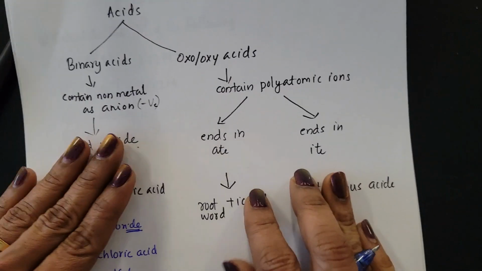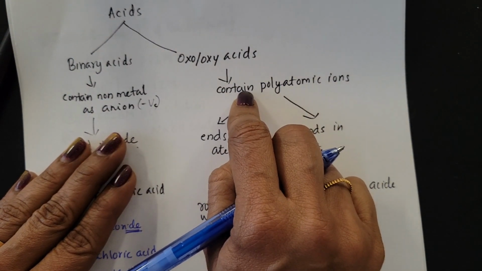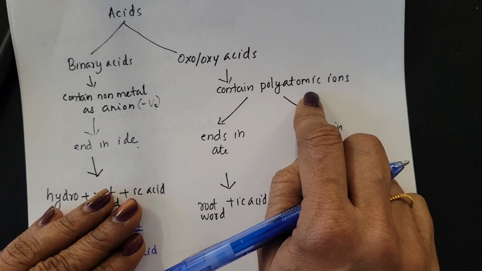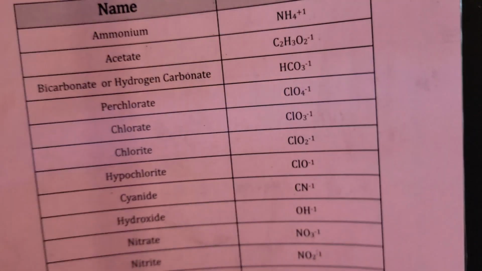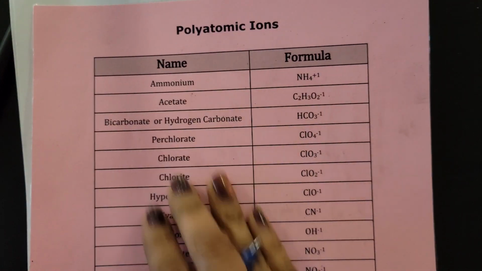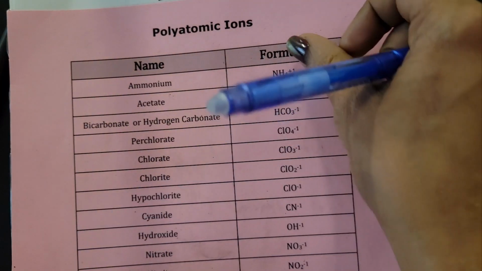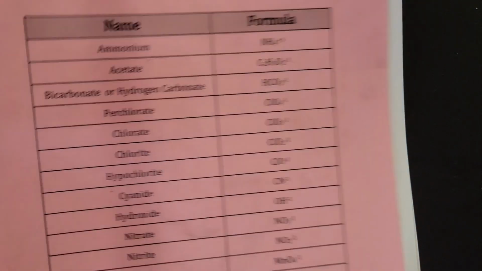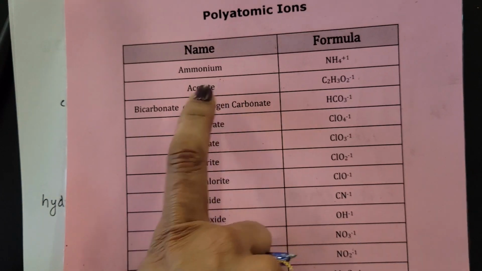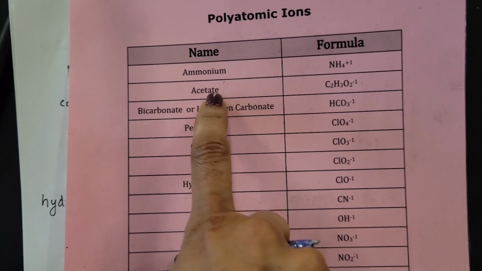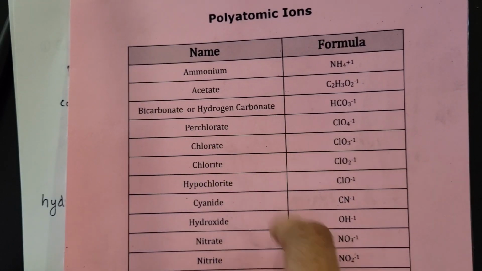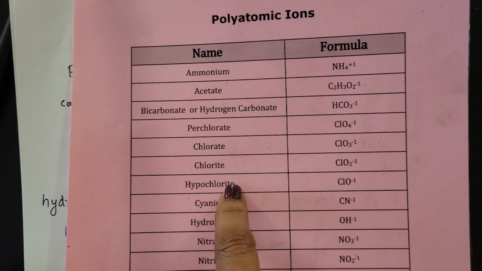Okay, let's go back. Now we are going to see oxo acid. Oxo acid is something which contains a polyatomic ion. Okay, so these are the polyatomic ions. You might have memorized everything. We don't need ammonium because ammonium has a positive charge, so that is not an anion. Everything else has a negative charge. So when I look at the names, you can see some of the polyatomic ions end in ATE, for example acetate, carbonate, perchlorate, chlorate, and some of them end in ITE.